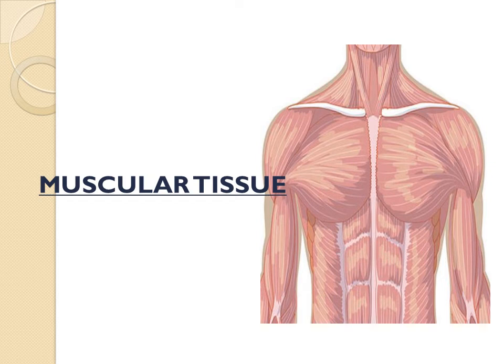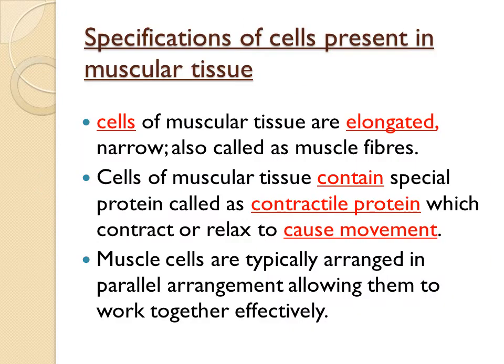Now we will learn all about muscular tissue, its types, functions, and locations. Before we learn about types of muscular tissue, let us discuss the cells that make up this tissue. Muscle cells are elongated and narrow, so they are also called muscle fibers. Muscle cells are typically arranged in a parallel manner.